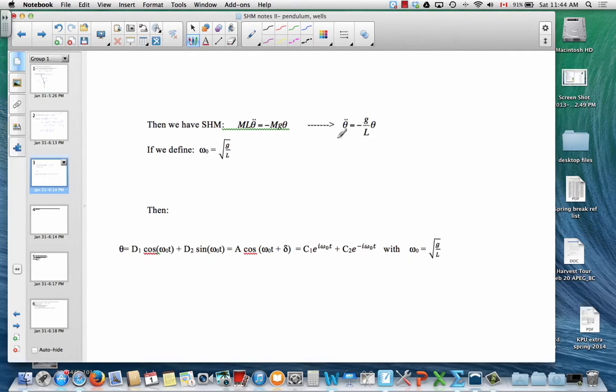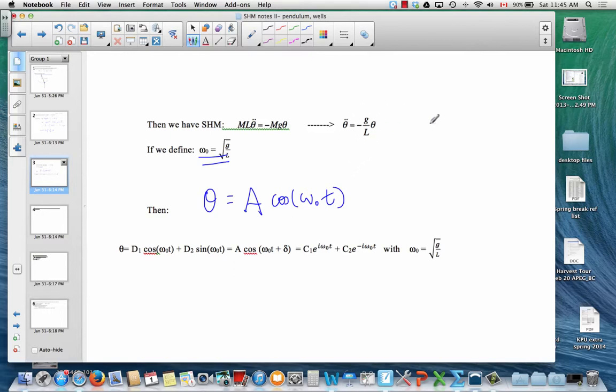So in the small angle approximation, where we had sine theta, it becomes theta, and then we get this equation here. Now, if we define omega naught as this constant, then we can see that the function that is its own second derivative will be something like a magnitude times a cosine of omega naught t, where this is the omega naught.